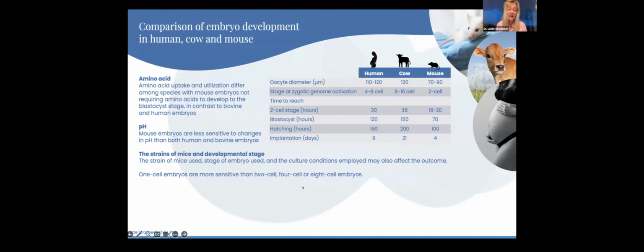Also, the mouse embryos are less sensitive to changes in pH. Both human and bovine are more sensitive, in particular to fluctuations. And then the strains of mice and the developmental stage. The strains of mice used vary, and the stage of embryo used and the culture conditions employed may also affect the outcome. So obviously a test in the MEA where you use a 2-cell embryo is much less sensitive than if it's a 1-cell, or even if it's the bovine where in vitro maturation and fertilization takes place.